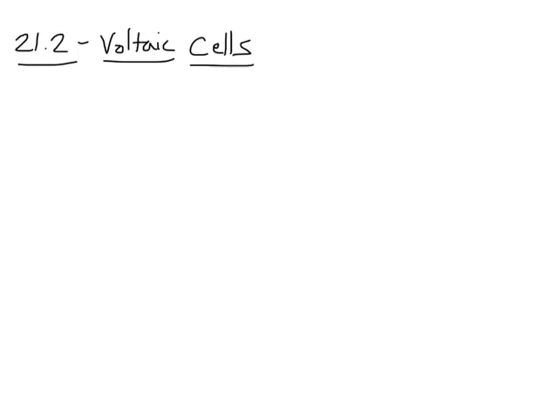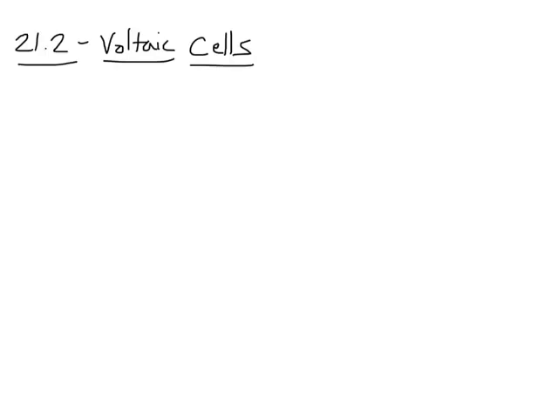Hey everybody, welcome back. Moving on with our electrochemistry unit. We're going to talk about section 21.2. 21.2 is all about voltaic cells: how they work, different ways we represent them, different parts to them.